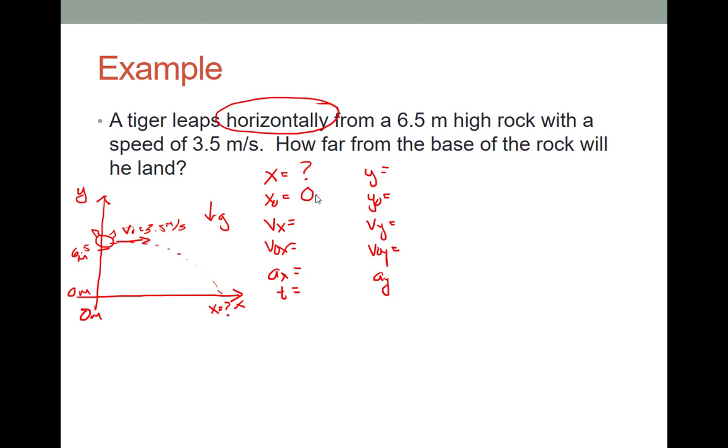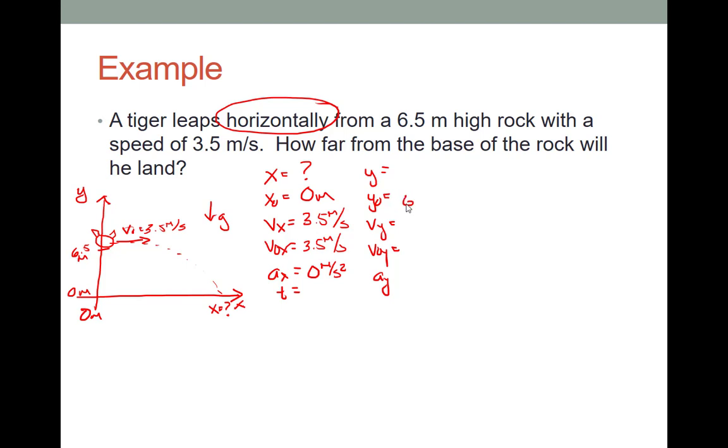X naught we set to 0 because it's our coordinate system and we're free to put 0 wherever we like. V naught x is 3.5 meters per second. That's what horizontally tells us, that the initial velocity is only in the x direction. And because the horizontal acceleration is 0, my Vx is 3.5 meters per second.